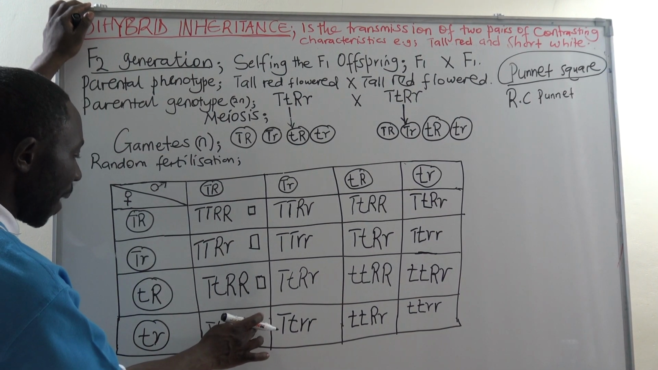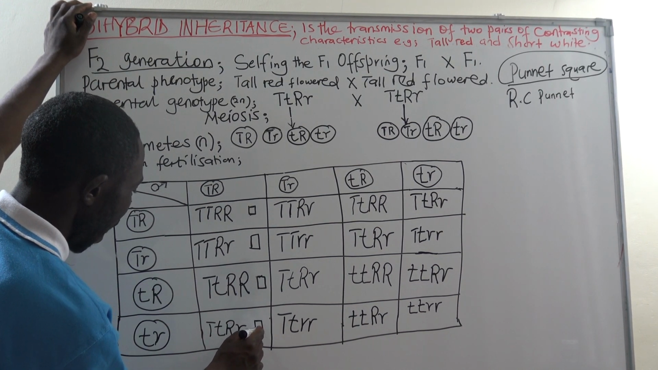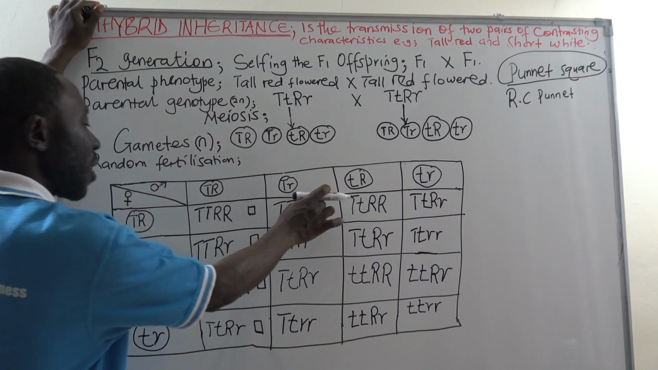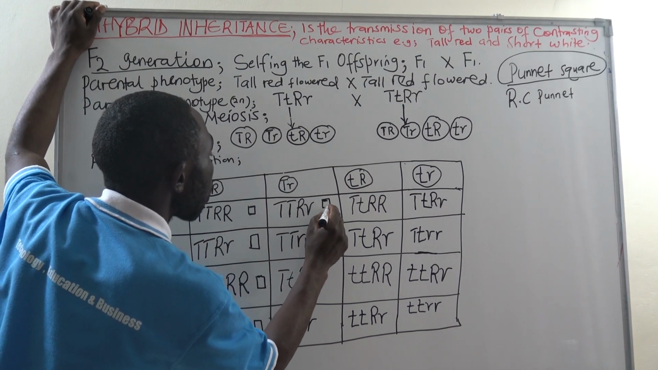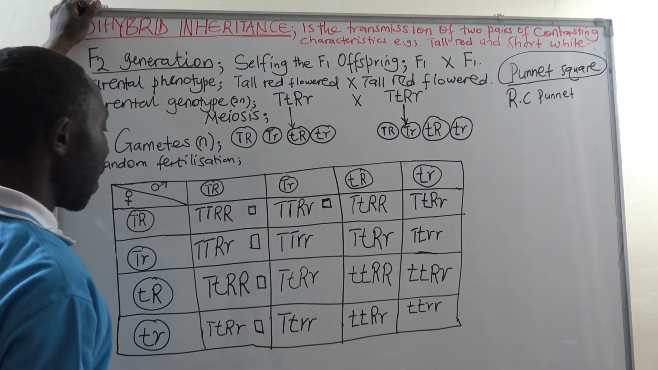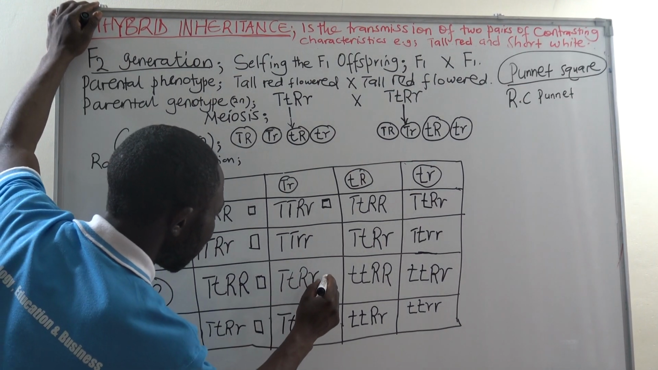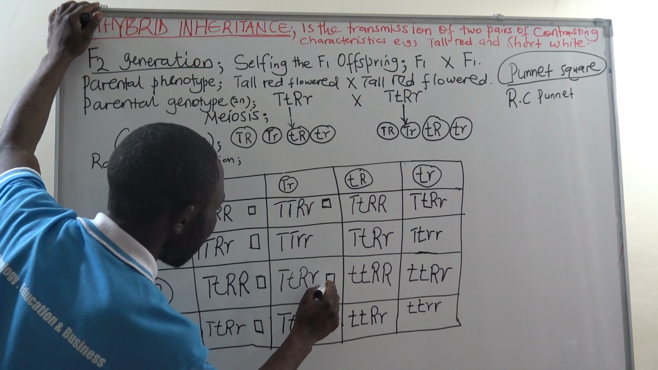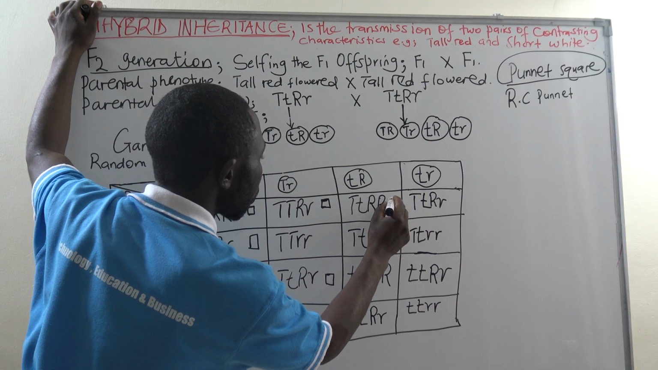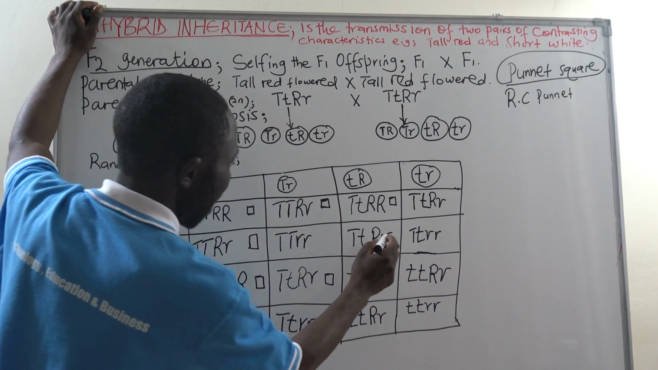Then also this one here will be given the same mark because it is also tall and will bear red flowers. The same applies to this one here, tall, and once it matures, then it can bear red flowers. Then also this one here, it will be tall and can bear red flowers. This offspring is also tall and can bear red flowers. The same applies to this one.